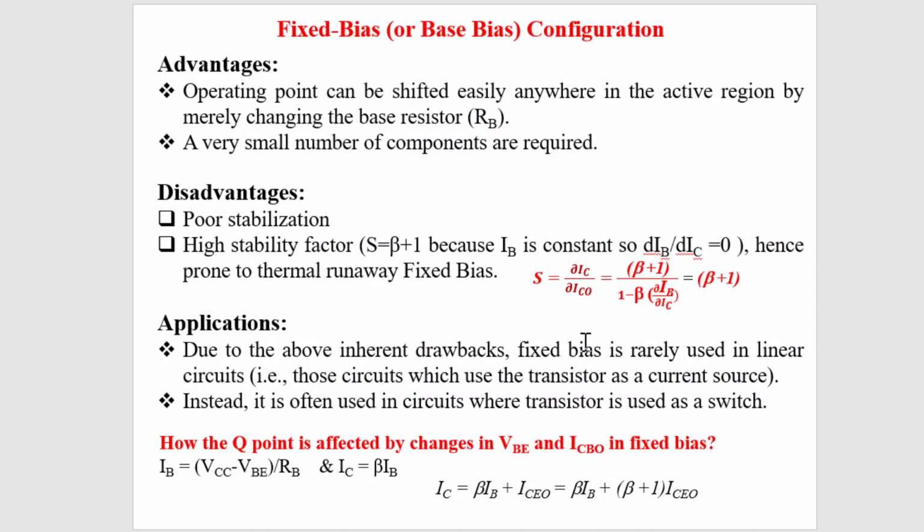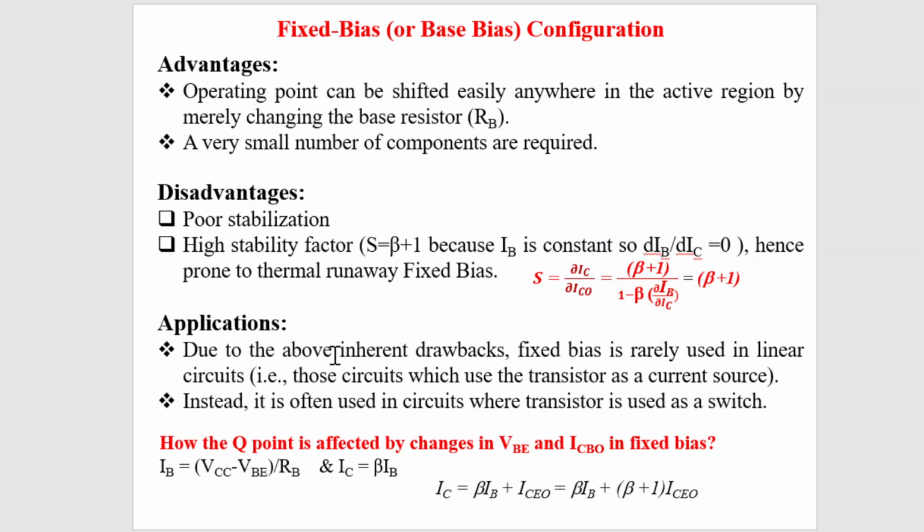let us say 1 milliampere of leakage current, that will drastically change the collector current, by beta plus 1 times. So that is why your transistor is not stabilized with respect to temperature. That is the major disadvantage of fixed bias configuration.